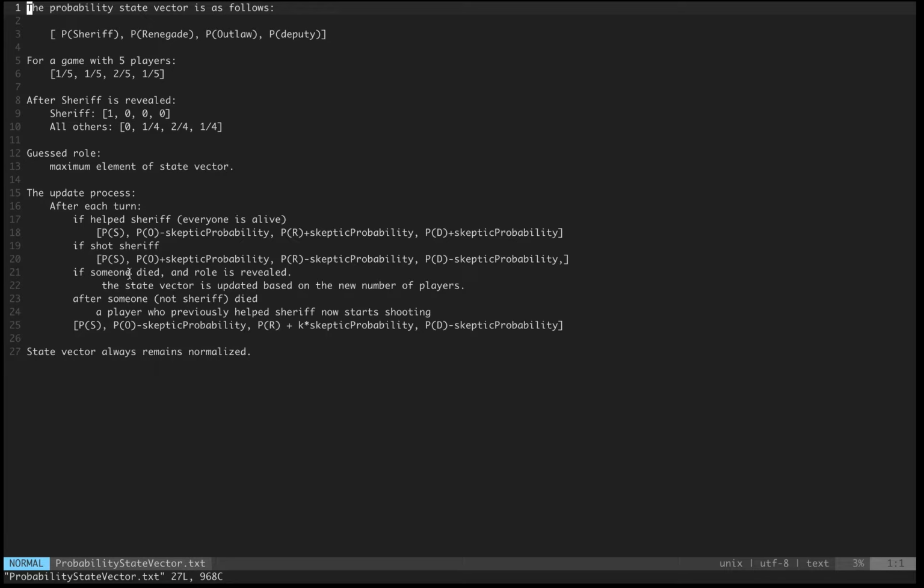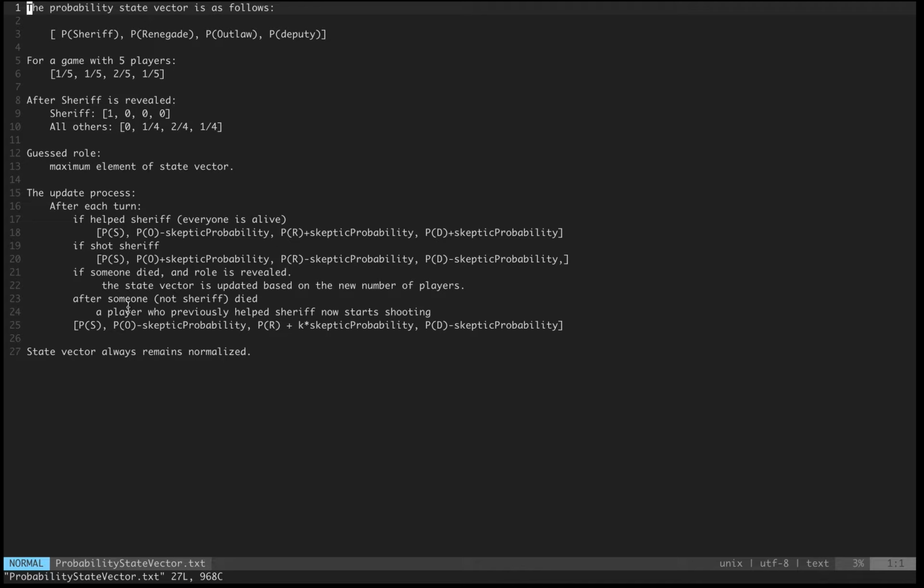If an AI shot the sheriff, the probability of it being an outlaw gets increased by a certain probability, and the probability of it being a renegade and deputy gets decreased by that. If someone dies and the role is revealed, the state vector is updated based on the new number of players, as explained in this process.